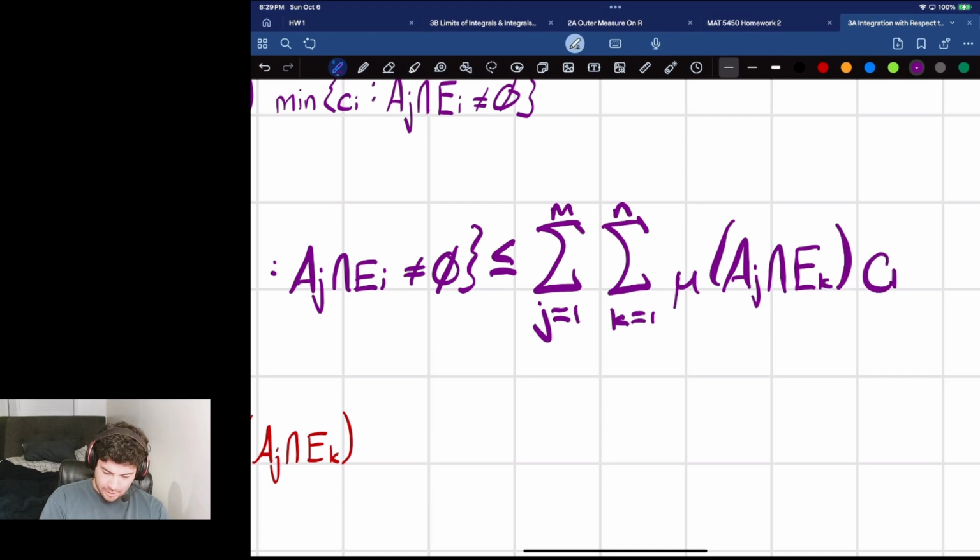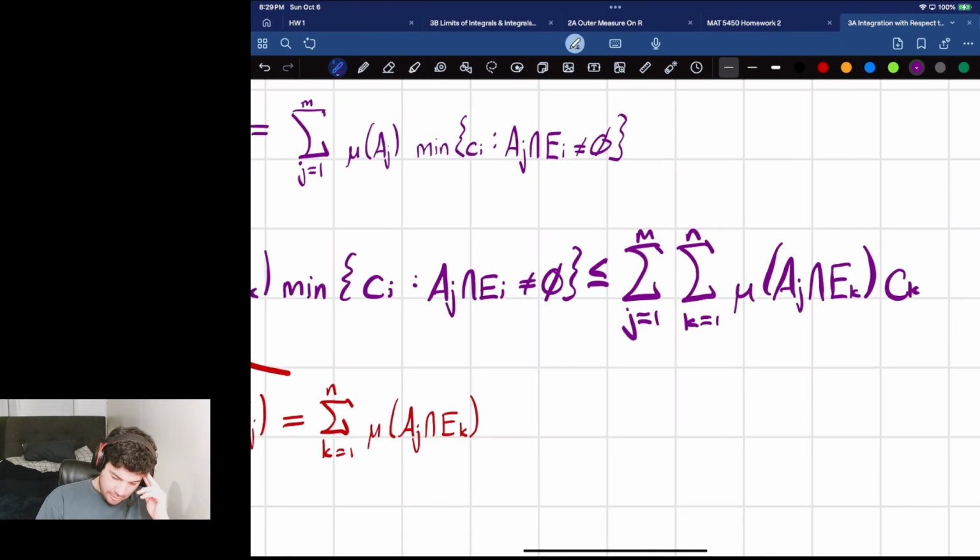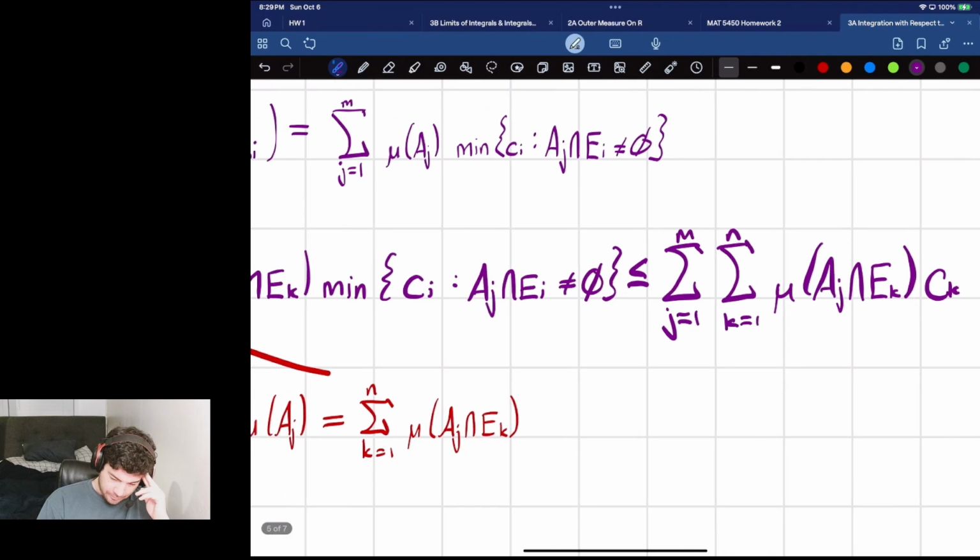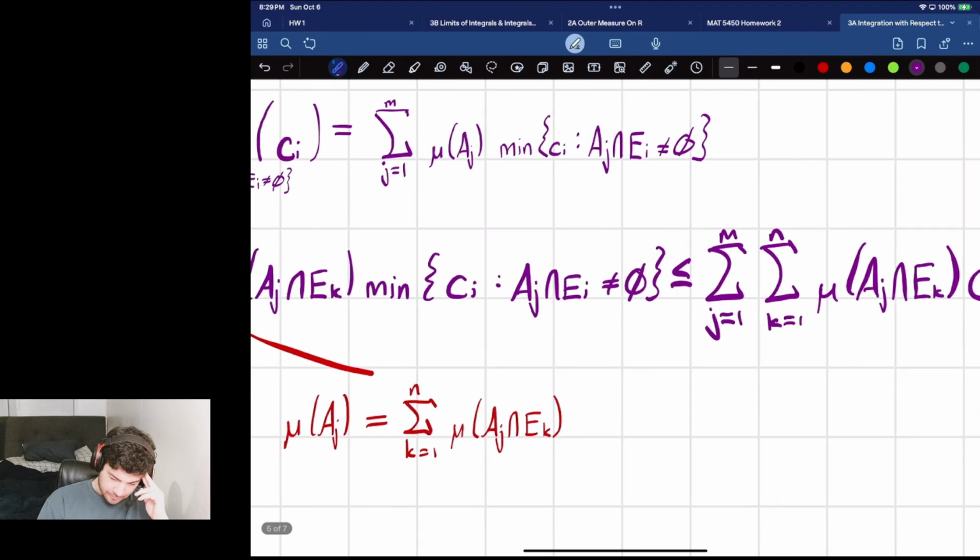And then this was ck. How do I write this? How about I write it in a compact way?